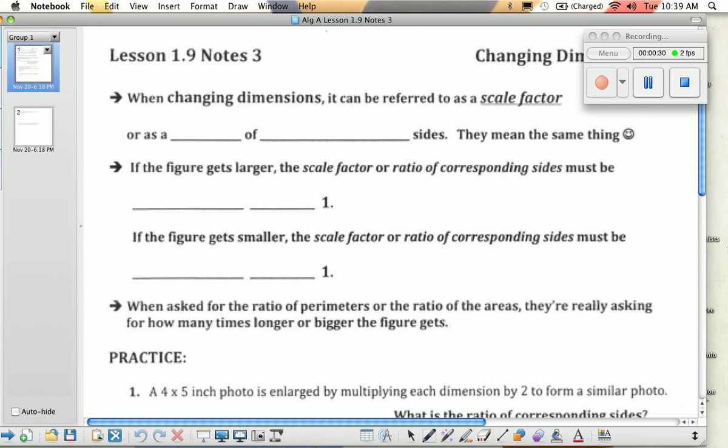Or here's another way the book talks about it. They also call that a ratio of corresponding sides. So would you fill in those blanks, please? Because when they use those words in your book, in your problems, you want to know what they're talking about. Ratio of corresponding sides. Know what I say? They mean the same thing. Scale factor means the same thing as ratio of the corresponding sides.